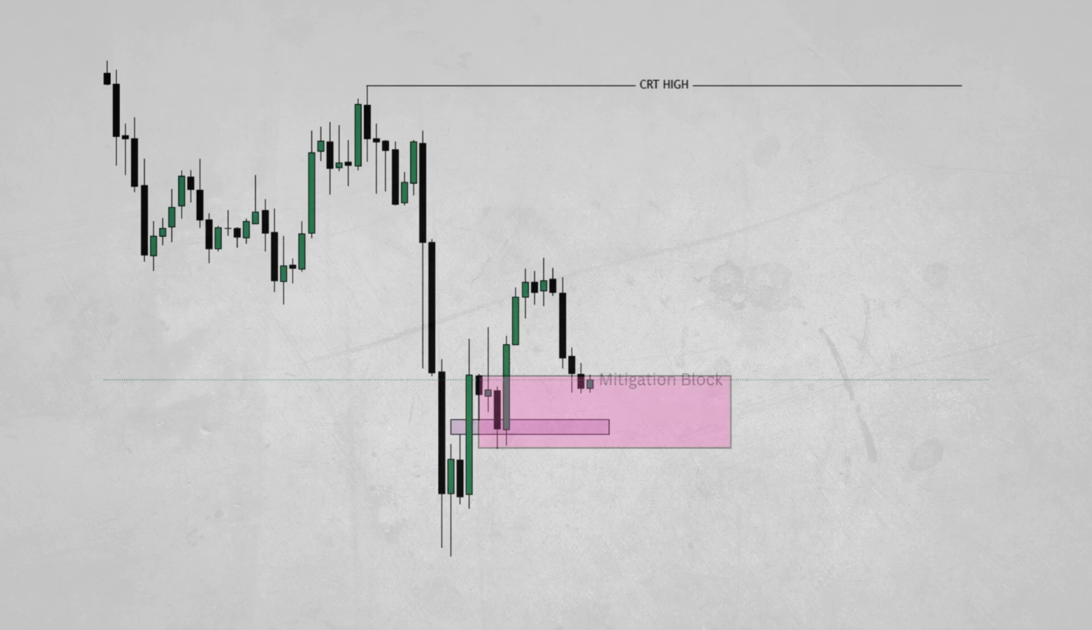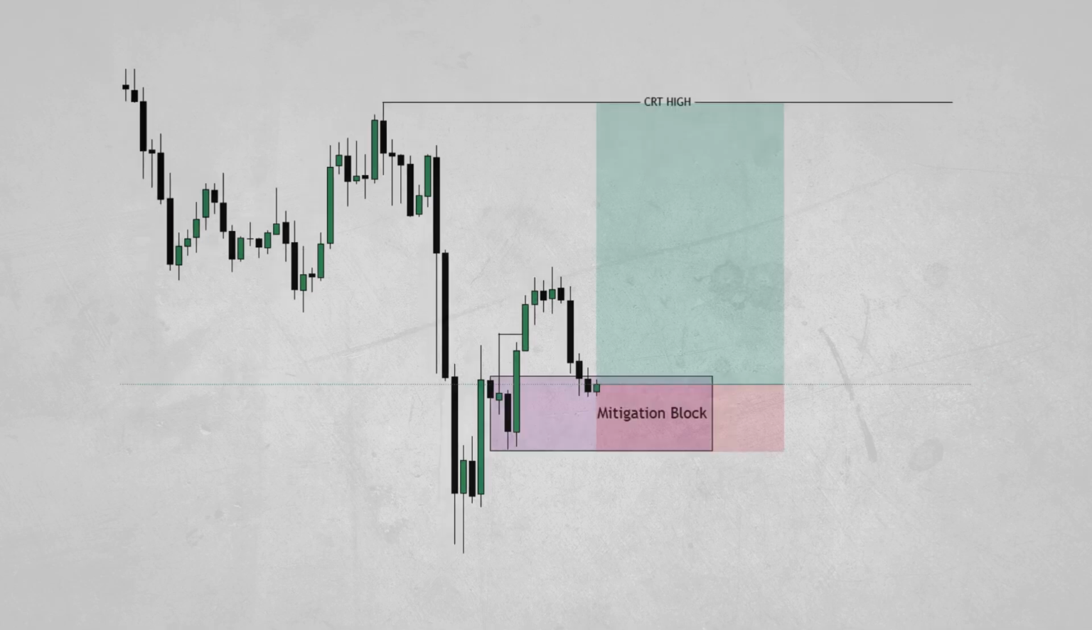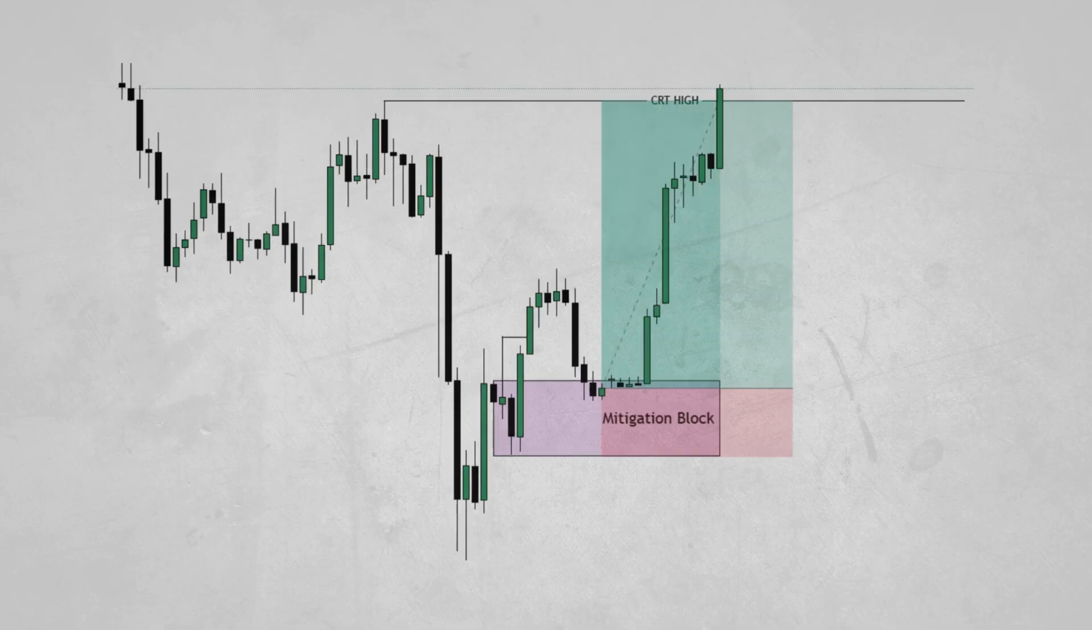So the trade is simple. Entry from the mitigation block, stop loss just below it, take profit at the CRT high, and as you can see, take profit was hit. So you can see that this is a profitable strategy, but remember, you don't just trade it on any random time frame. That's why time frame alignment is really important.